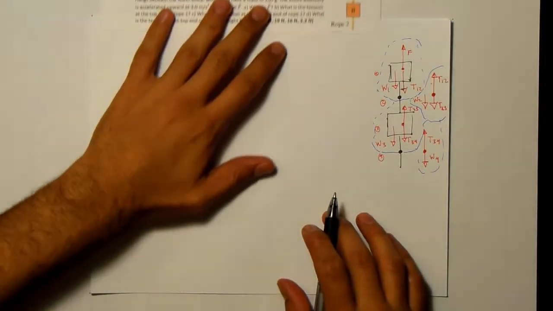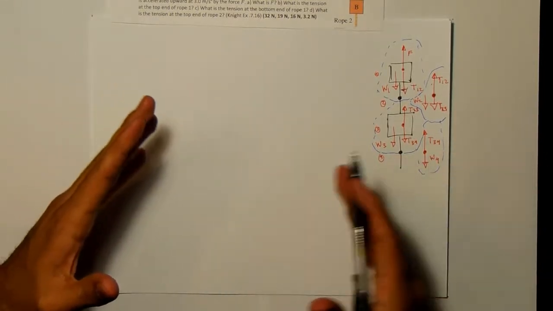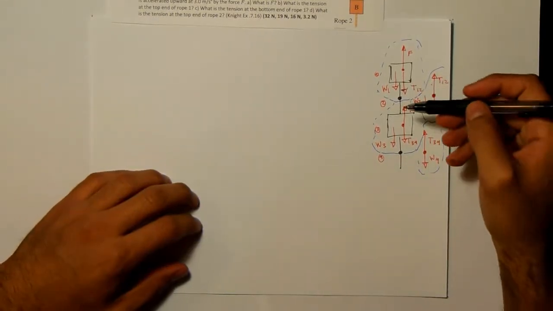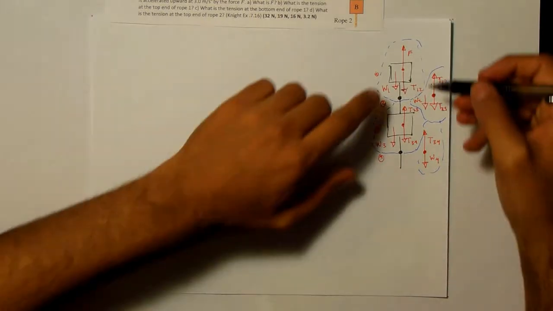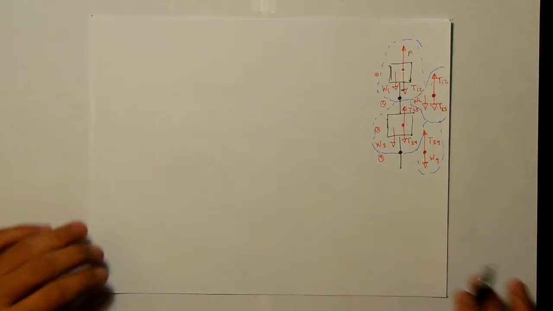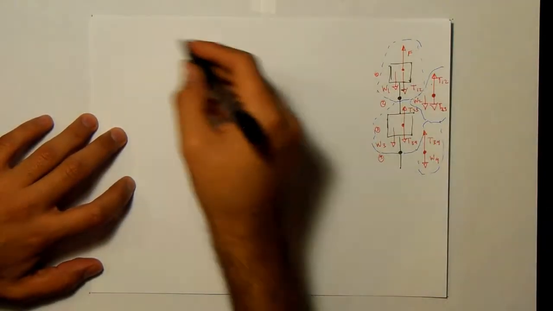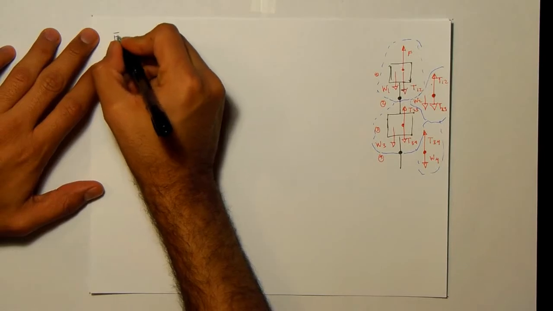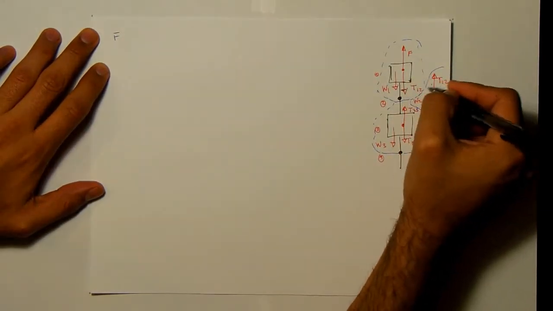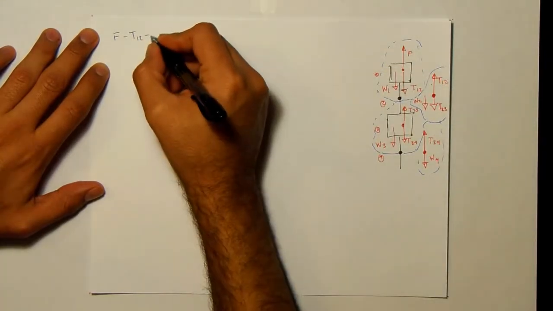And we can go ahead and write F equals ma, sum of forces equals ma, for every single one of these objects. So if I do it for the first object, for block A, it's going to look like this. So we're going to take up to be positive. I'm going to write all the forces. So we're going to write force F minus T12 minus weight 1.